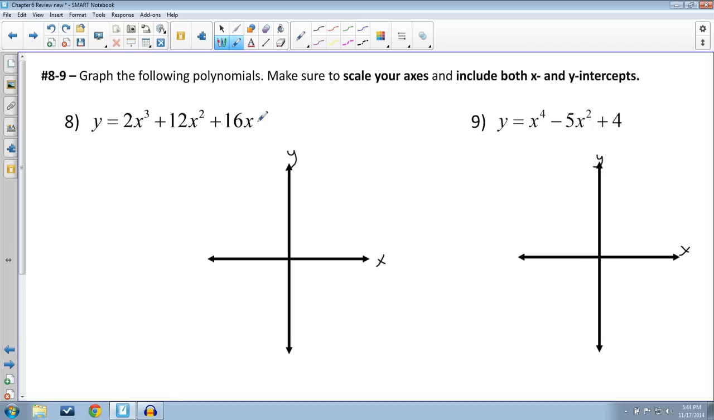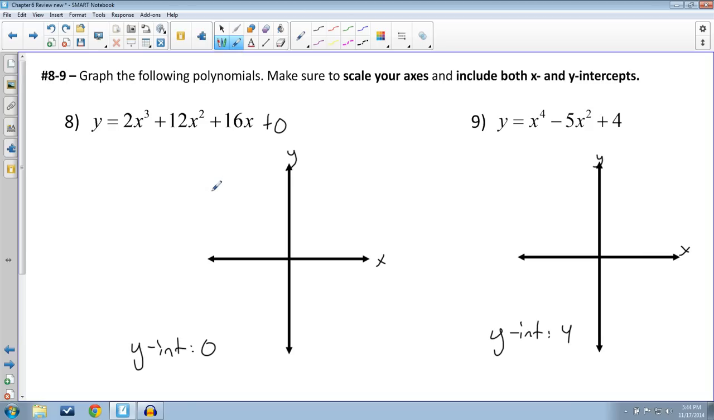So, here we go. Y-intercept here is 0. I already know that one. This one's 4. It might be good to write that before I forget. Y-intercept here is 4. Y-intercept here is 0. Okay. Now, graphing these things.